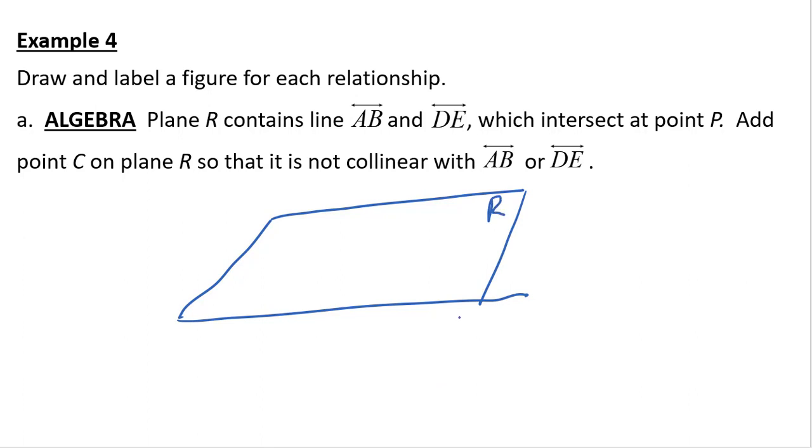And that's plane R. I have a line AB and DE. And D could be over here if you wanted. But those lines are going to intersect at point P. At a point C on plane R, I'm sorry, at a point C that is not collinear. So over off here to the side.